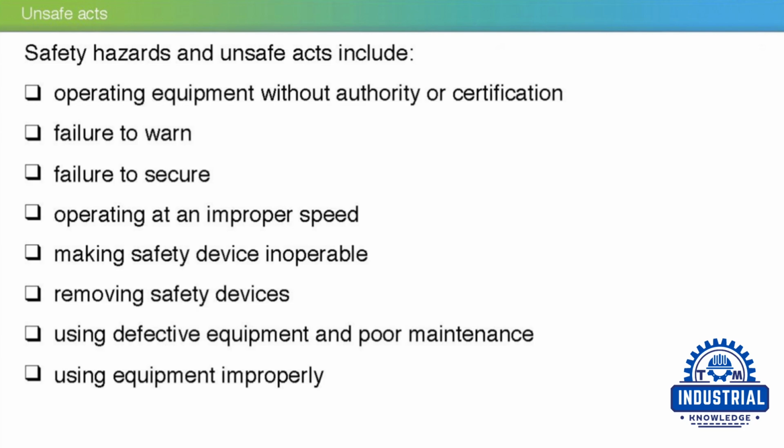Safety hazards and unsafe acts include operating equipment without authority or certification, failure to warn, failure to secure, operating at an improper speed, making safety devices inoperable, removing safety devices, using defective equipment and poor maintenance, using equipment improperly.